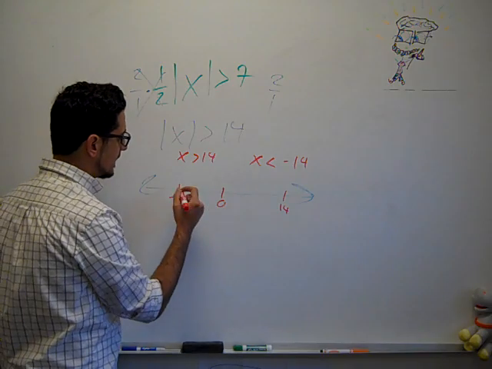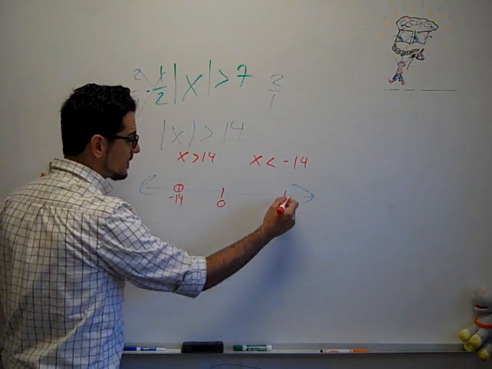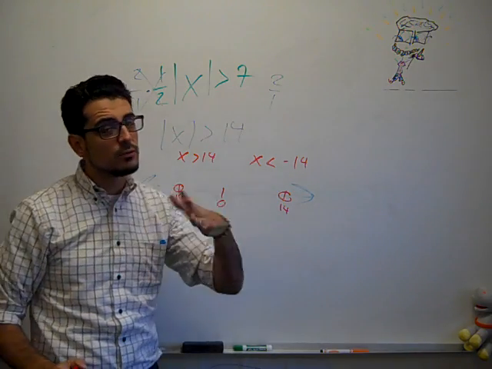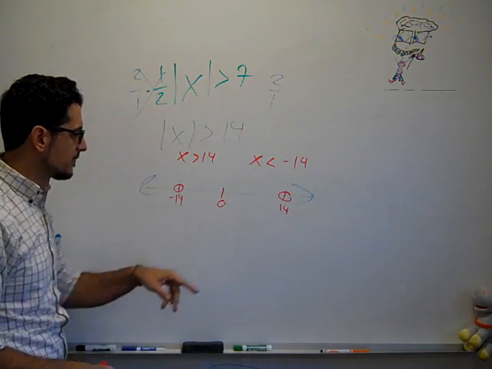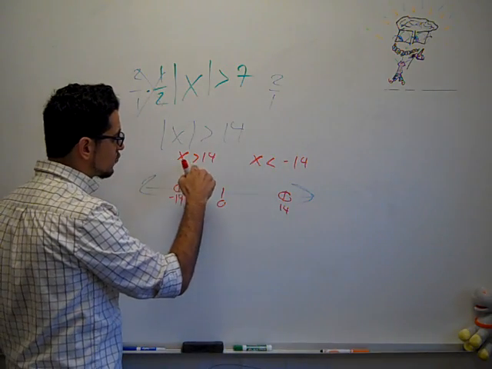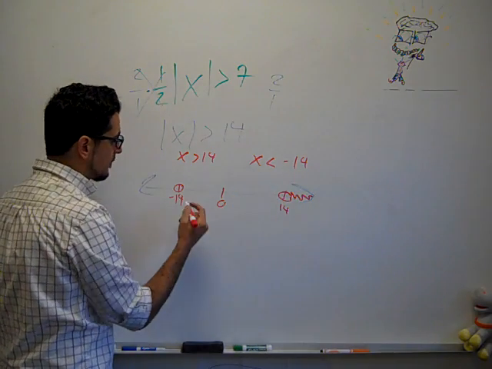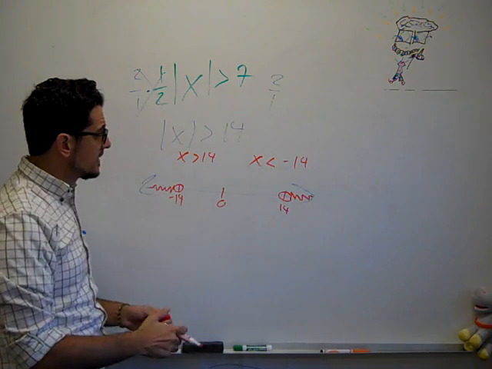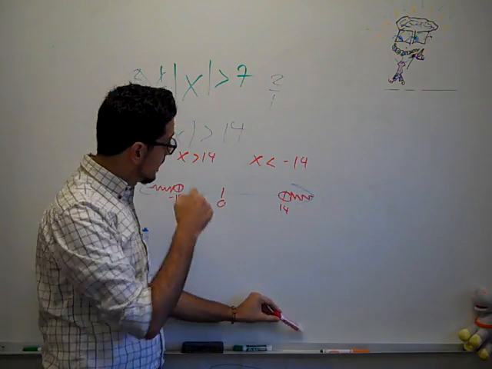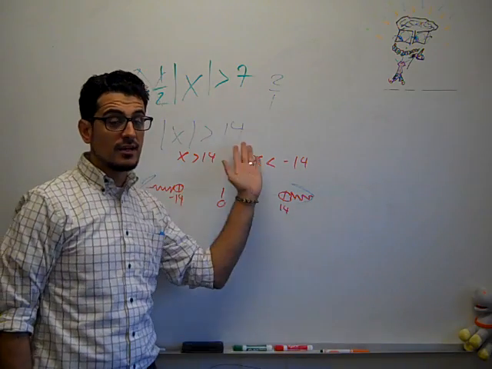So let me see. And it's open circles again because it's not greater than or equal to, it's just greater than. So it doesn't include these numbers. So the idea is that x is greater than 14. So over here I'm like, boo, everything greater. And x is less than negative 14. Boo, everything less.